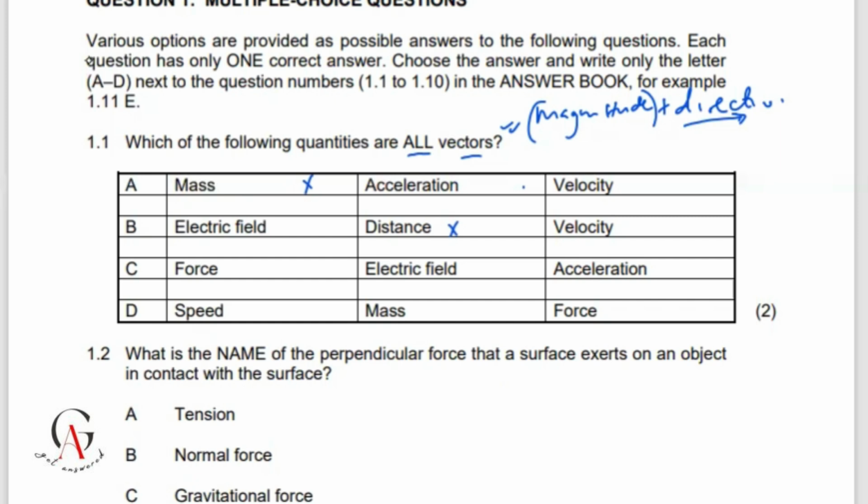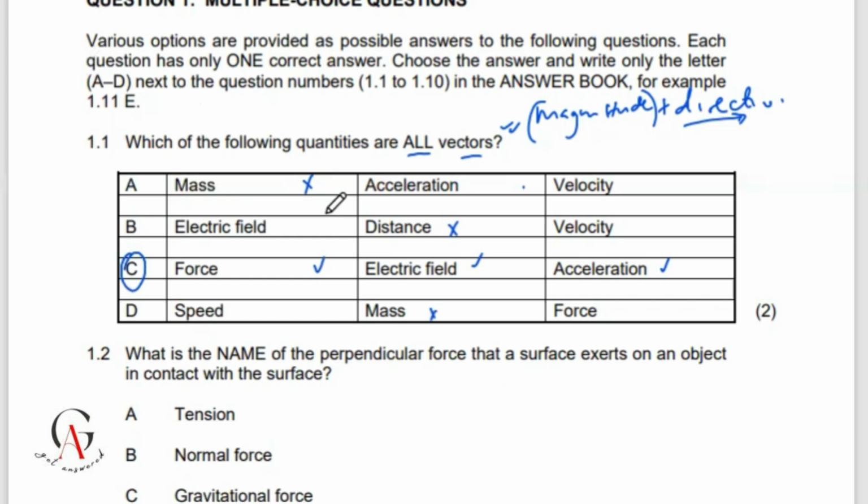When I look at the bottom, I'm still having a mass, so that is also out. Which means I'm left with option C. Remember, there has to be one correct option. Force, yes, a vector. Electric field, yes. Then acceleration. So in this case, I'll go with option C.